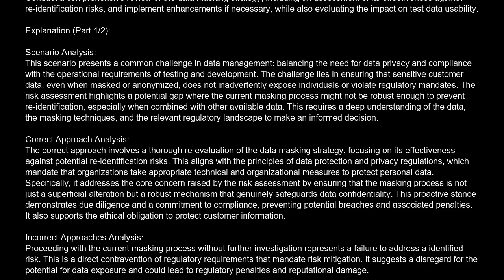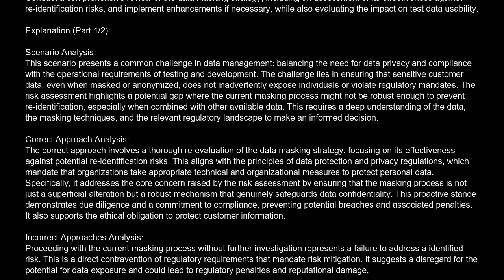Explanation. Scenario analysis. This scenario presents a common challenge in data management, balancing the need for data privacy and compliance with the operational requirements of testing and development. The challenge lies in ensuring that sensitive customer data, even when masked or anonymized, does not inadvertently expose individuals or violate regulatory mandates. The risk assessment highlights a potential gap where the current masking process might not be robust enough to prevent re-identification, especially when combined with other available data. This requires a deep understanding of the data, the masking techniques, and the relevant regulatory landscape to make an informed decision.